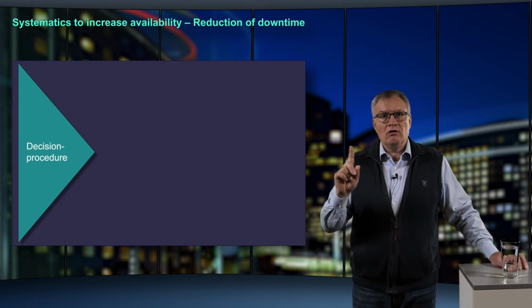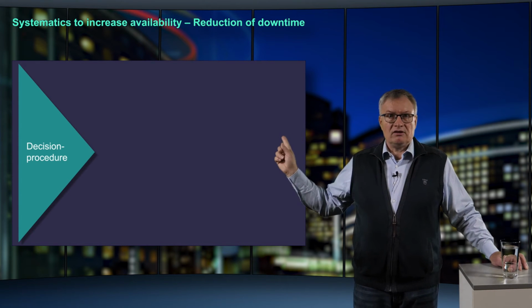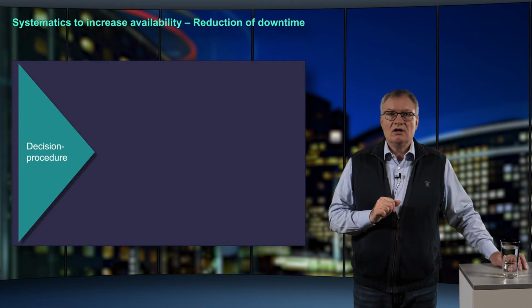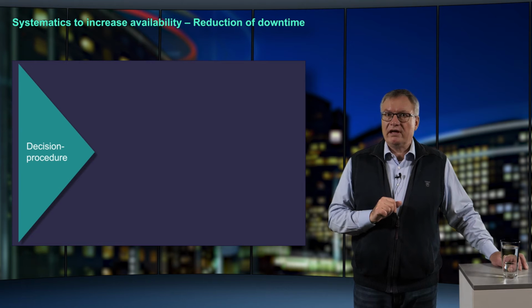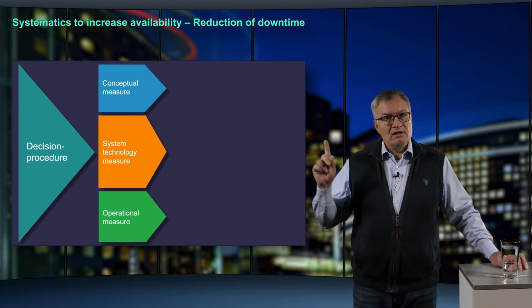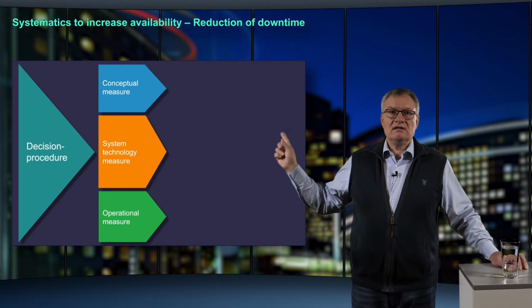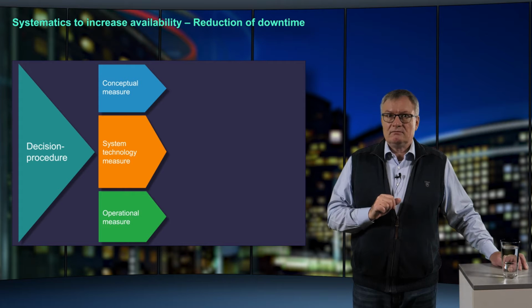There are no globally binding standards for supply reliability. Therefore, a decision-making method should be taken into account during the planning phase in order to consider the expected duration of a power breakdown after a disturbance. Besides conceptual measures, system technology measures have proven themselves. These measures are usually part of the planning phase for the decision about the required availability.